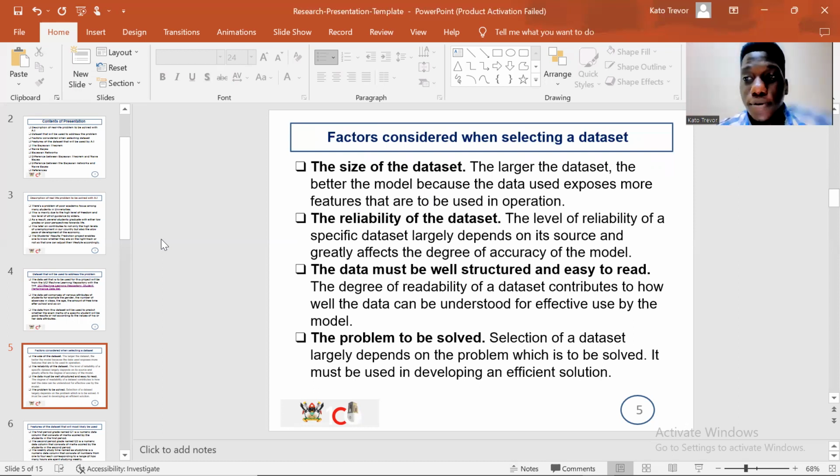Then the problem to be solved. Different problems deserve different solutions. So I would first look at the problem that I'm going to solve, and then I would come up with a solution that is according to that problem. For this problem, I'm looking at students' performance. So the data set that I would use is towards students' performance.